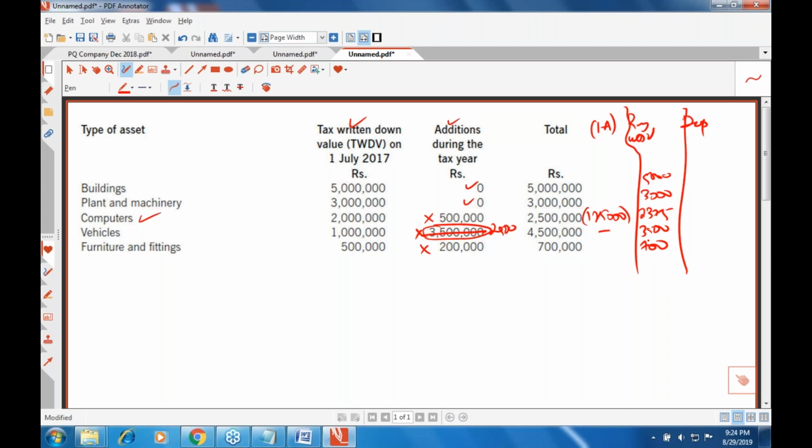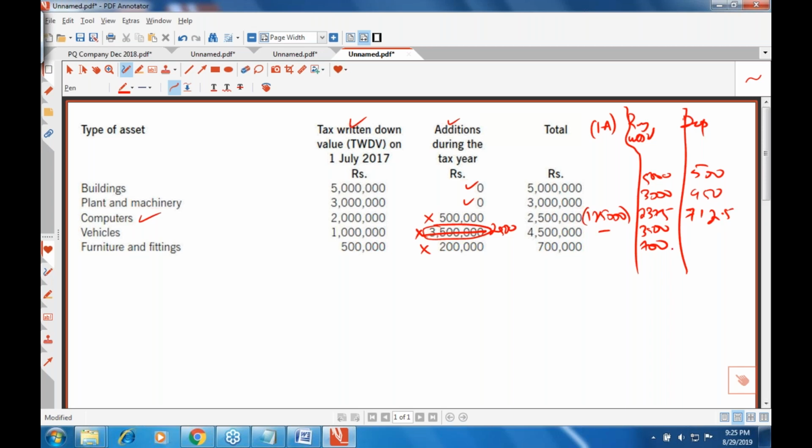Now try to understand this. The depreciation on the building is at 10%, which gives you 500. The depreciation on the plant and machinery is at 15%, so 3,000 into 15% gives you 450,000. The depreciation on the computer equipment is at 30%. So what is 30% of 2375? It's 712.5 or 713.